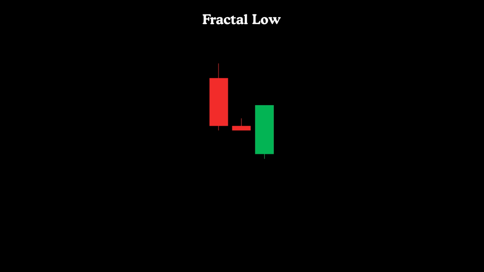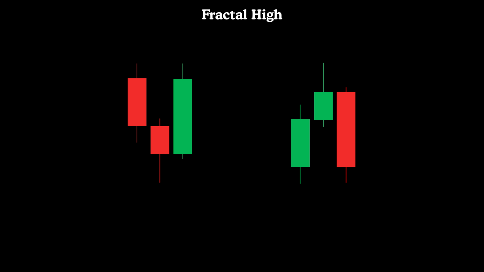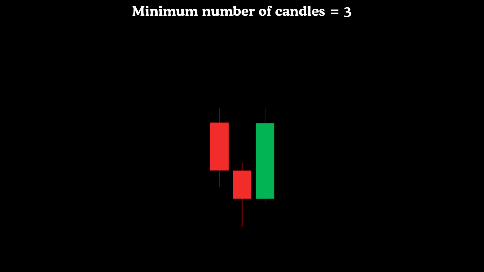A fractal low is a three-candle formation where the lowest point of the middle candle is below the lows of the first and third candles. Conversely, a fractal high forms when the highest point of the middle candle exceeds the highs of the first and third candles. Keep in mind that a minimum of 3 candles is required for this structure to appear.